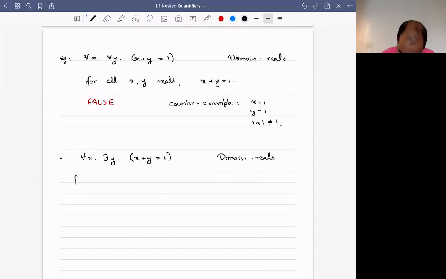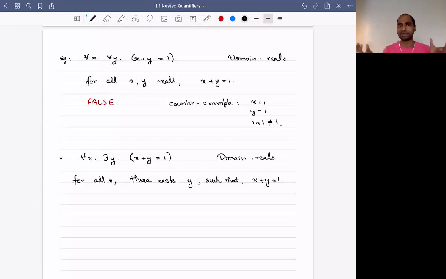Now this is read from left to right: for all x, there exists a y such that x plus y is equal to 1. And here the order is very important. Firstly, you cannot merge the for all and there exists, because there is no combined quantifier. Secondly, the x comes first and the y comes next.